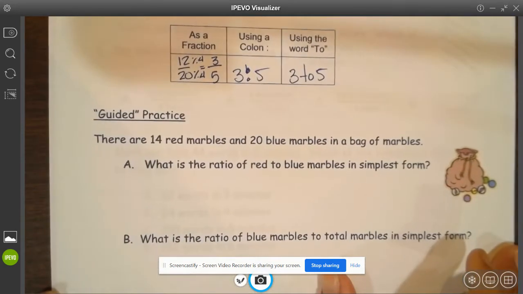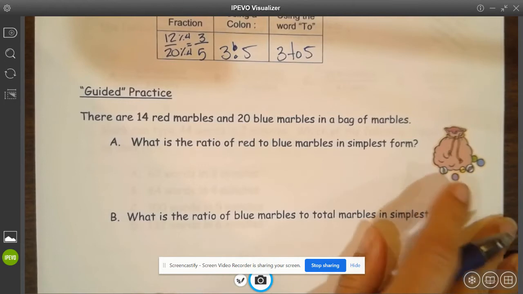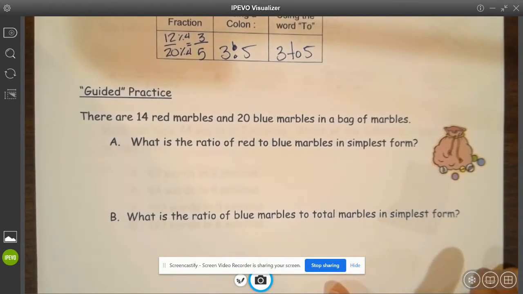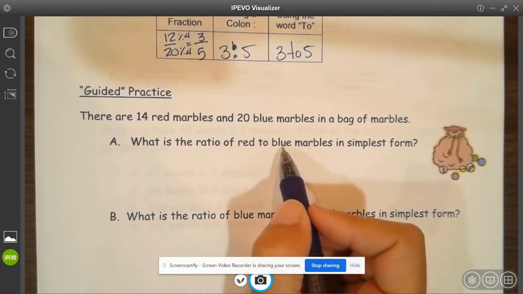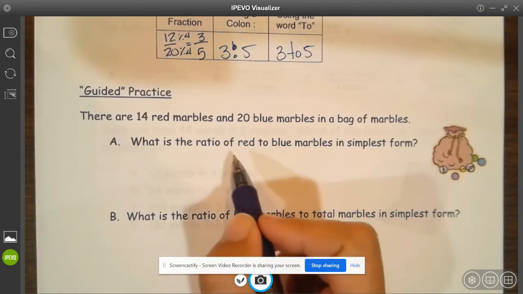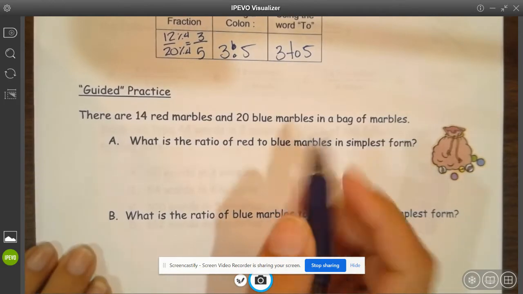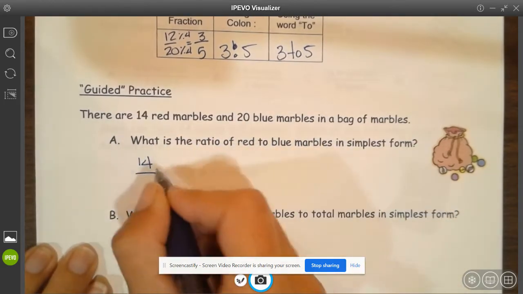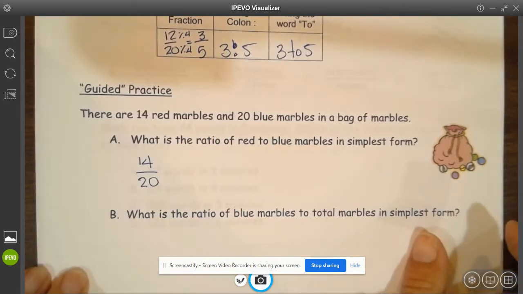All right, let's do an example. There are 14 red marbles and 20 blue marbles in a bag of marbles. What is the ratio of red to blue marbles in the simplest form? Remember, red goes first, so on the top as our numerator, and blue goes on the bottom as our denominator, because that's the order the question talks about. So red to blue, there would be 14 over 20. And write it in the simplest form.